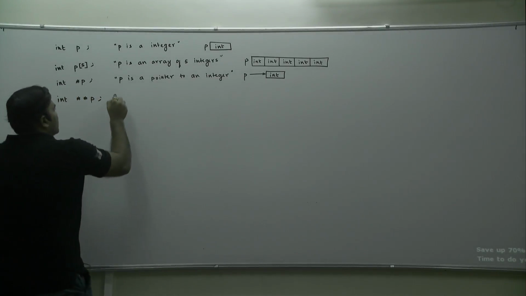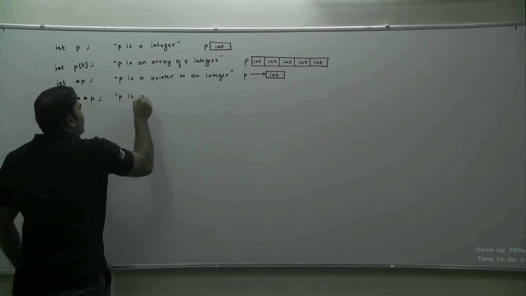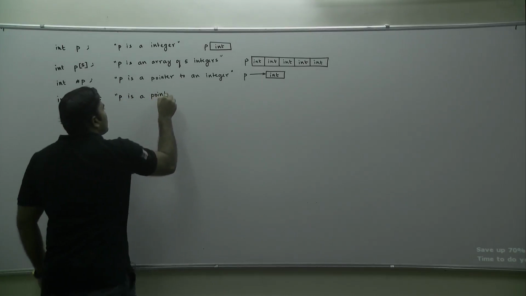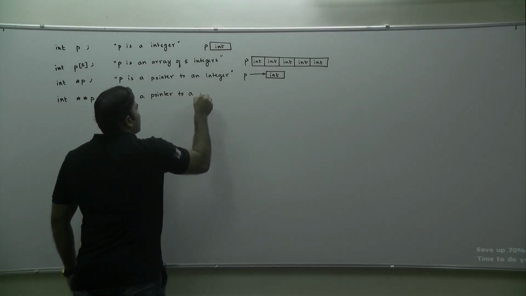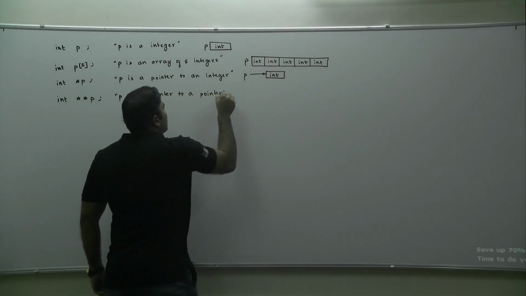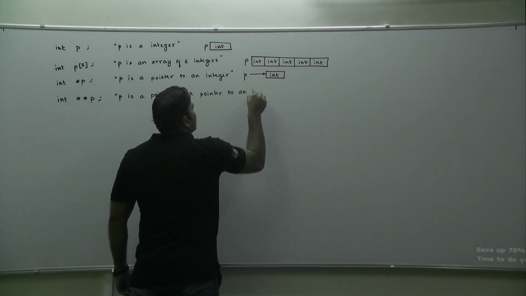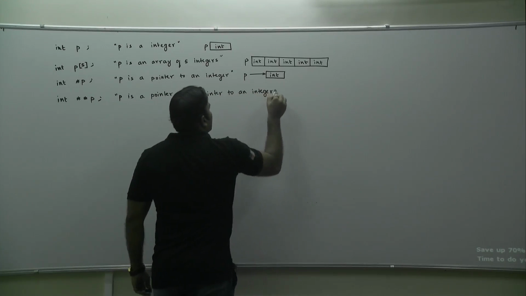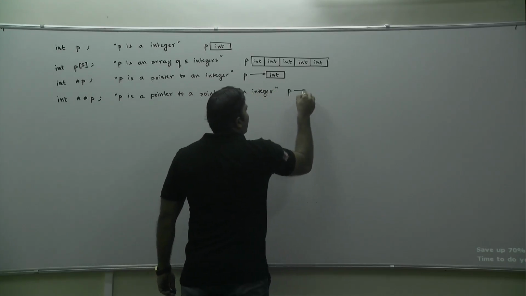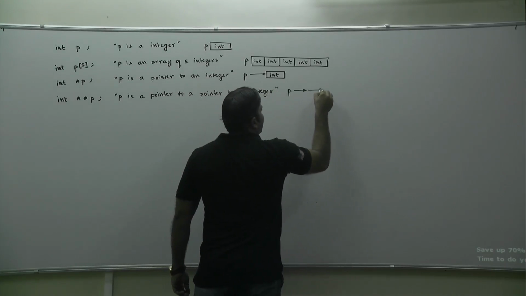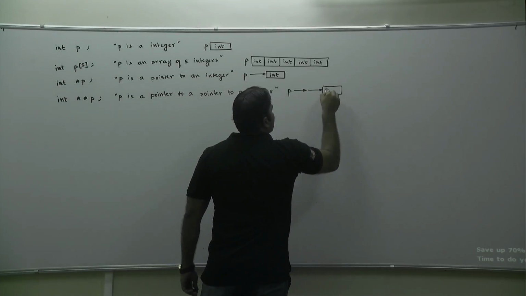In other words, I'll just write it. P is a pointer to a pointer to an integer. In other words, p is a pointer to a pointer to an integer. That is what it means.